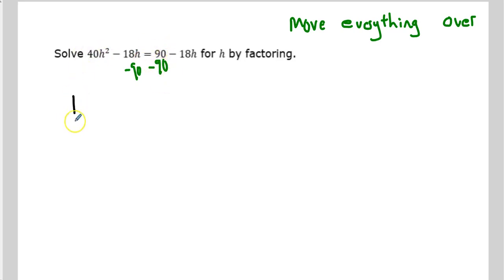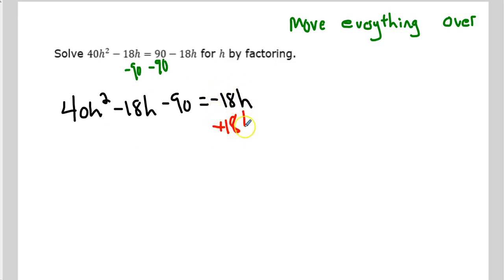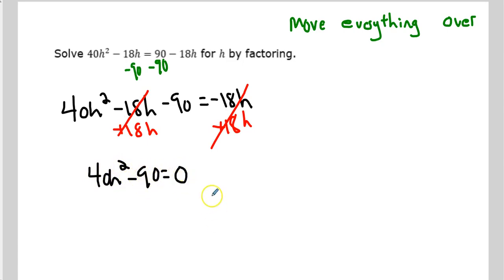Subtract 90 from both sides, so I'm going to get 40h squared minus 18h minus 90 is equal to negative 18h. Okay, getting closer. Move my positive 18h over. These cancel. These cancel. I'm left with 40h squared minus 90 is equal to 0.